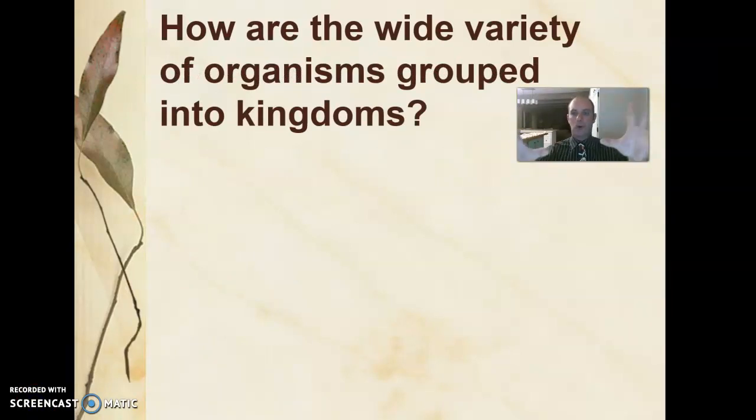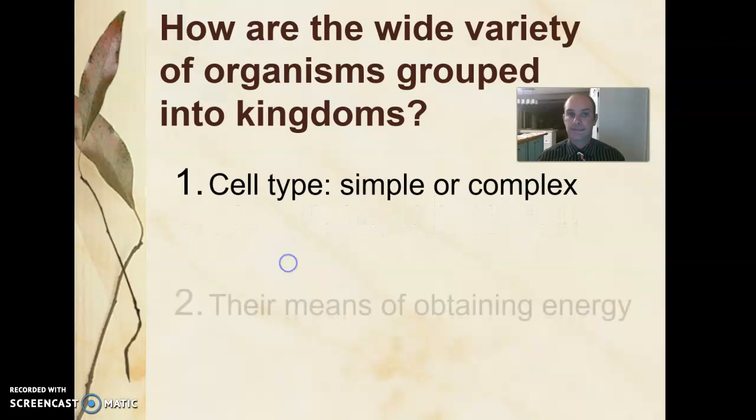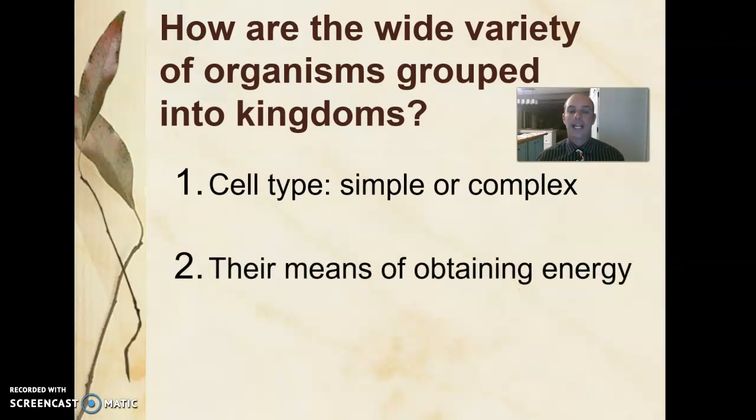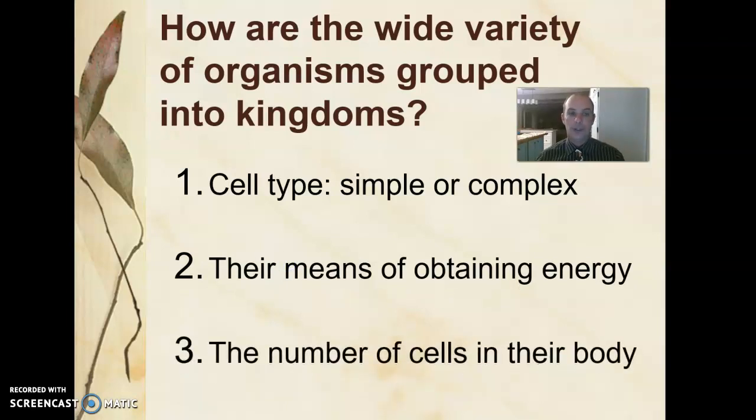They don't just throw them on a board and say, okay, here we go. You guys there, you over here. All right, let's see what they use here. One is cell type. Is it simple or complex? Two, their means of obtaining energy. How do they get food? Three, the number of cells in their body. Those three things are key in determining which kingdom they belong to.